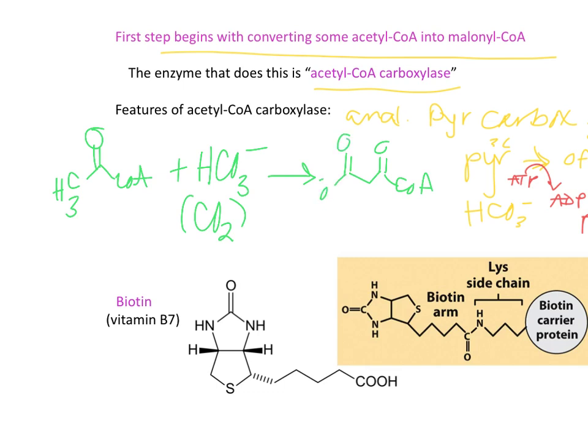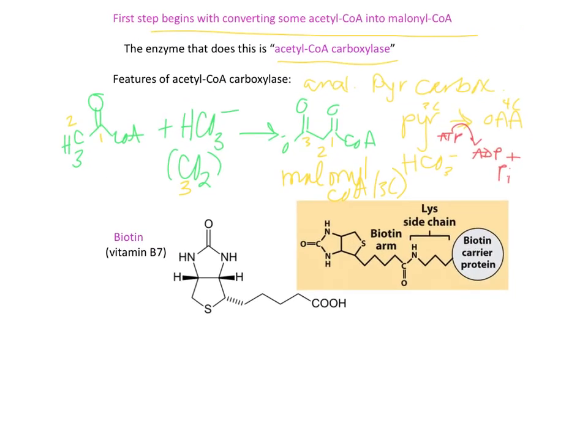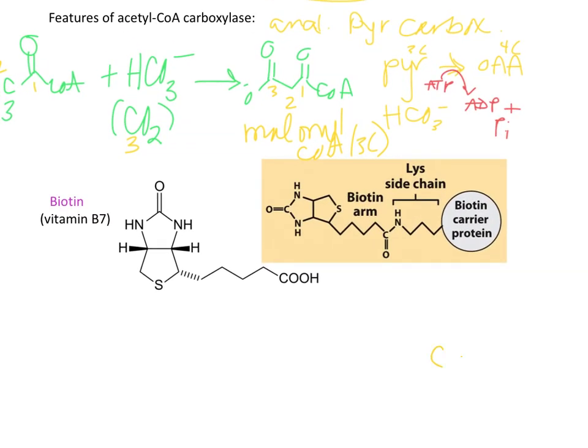Okay, so hopefully you can see that there's three carbons here. One, two, three. This is carbon one, this is carbon two, and this is carbon three. And this is called malonyl-CoA, and it is a three-carbon carrier. And it is different from our propanyl-CoA, because propanyl-CoA was all reduced carbons. This was propanyl-CoA.